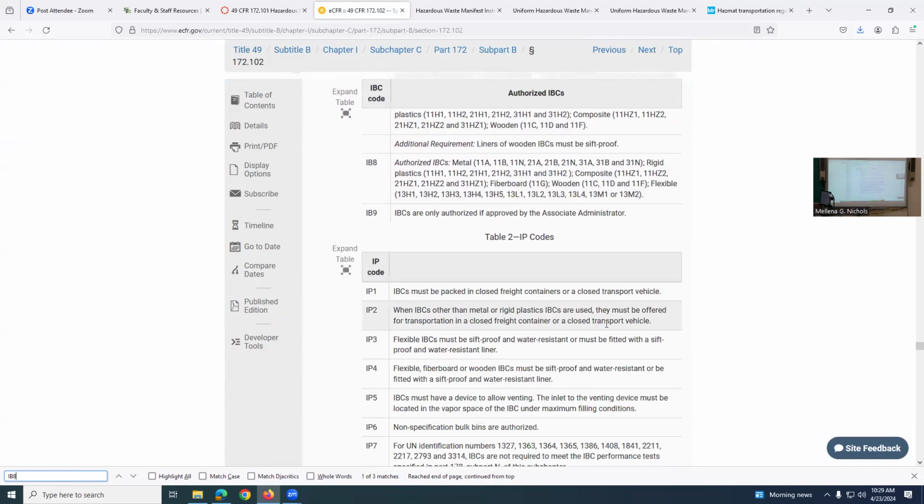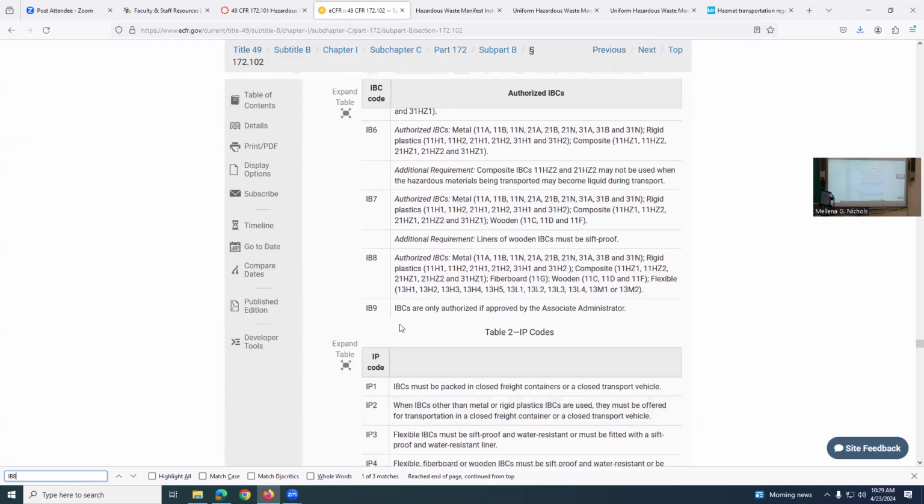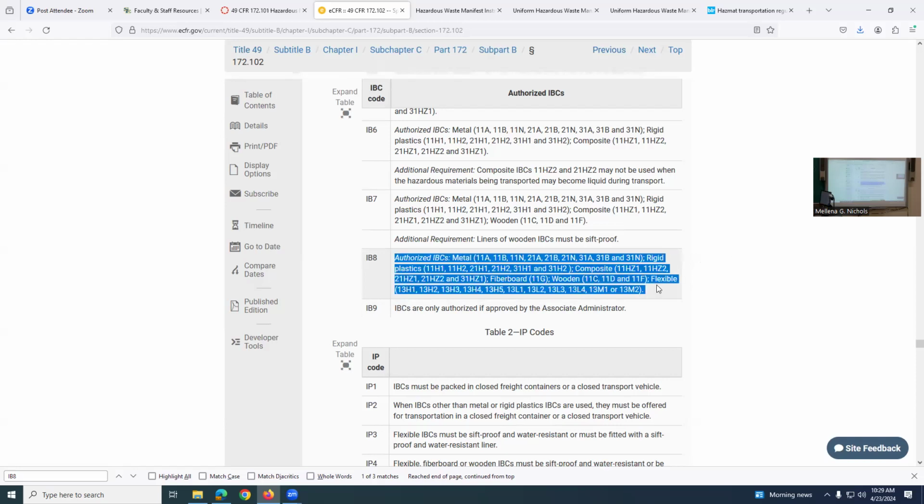So basically it's telling you, let's see, what do we have? IB8, authorized IBC. This is going to be metal containers, and these different numbers are the different types of containers it could be in: rigid plastic containers, composite containers, fiberboard, wooden, flexible containers. So it's giving you information about the very specific types of containers that this material would have to be in if it's being shipped.